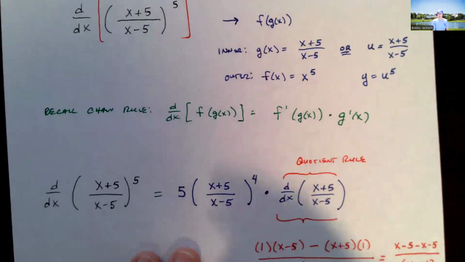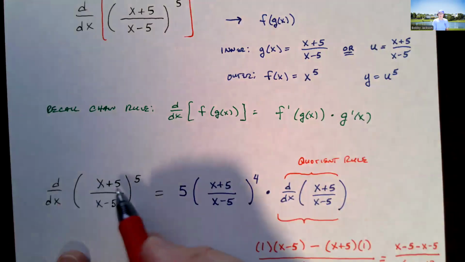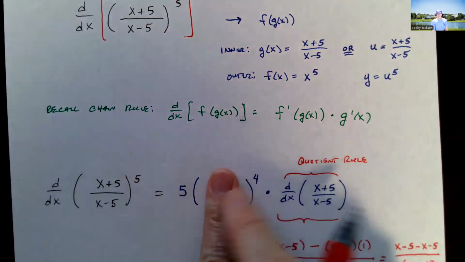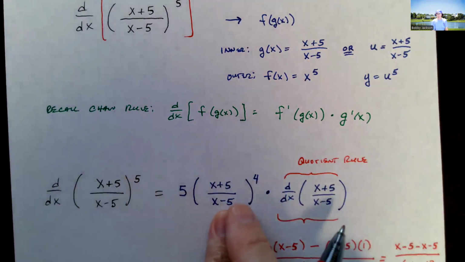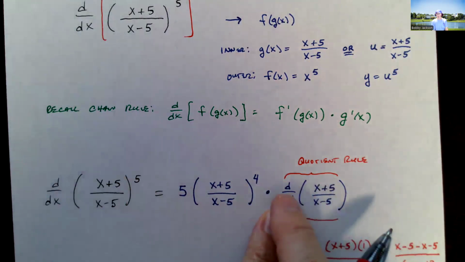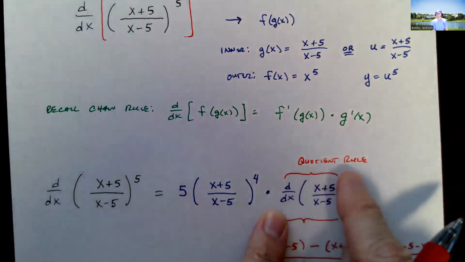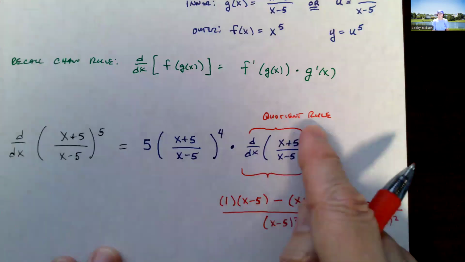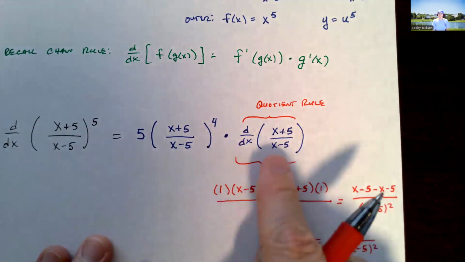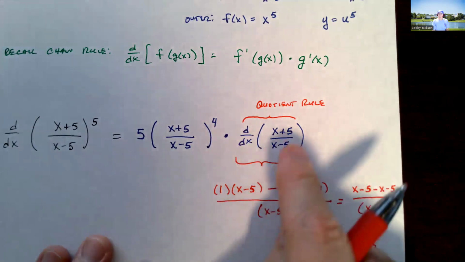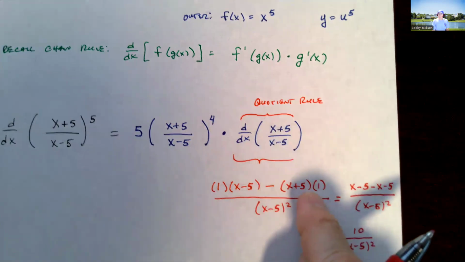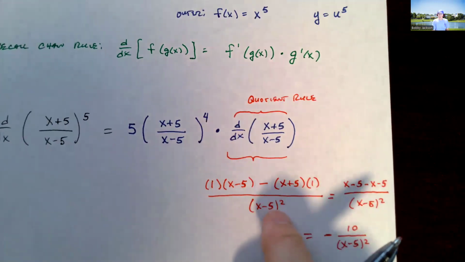So let's see how that looks. The derivative of this stuff to the fifth power, again, the derivative of u to the fifth becomes 5u to the fourth, where u, right, is our inner function, times the derivative of that inner function. And so when I take the derivative here, I'm going to be doing the quotient rule. So recall the quotient rule, I take the derivative of the top. Derivative of x plus 5 is 1, over the bottom, minus the top times the derivative of the bottom, which is 1. So I'm going to do all over the bottom function squared.